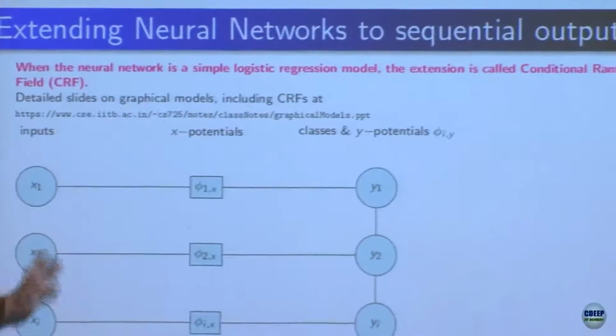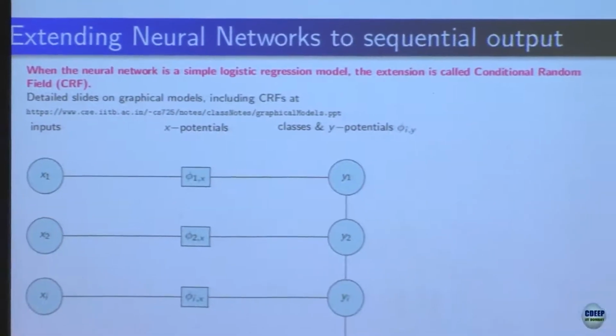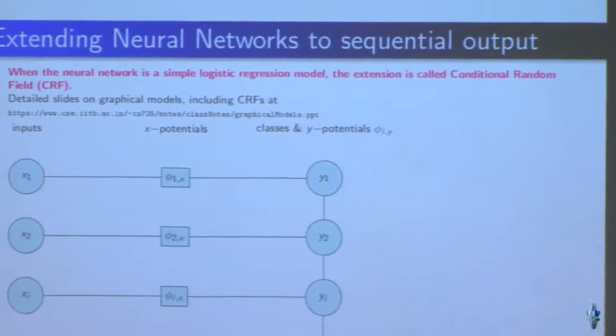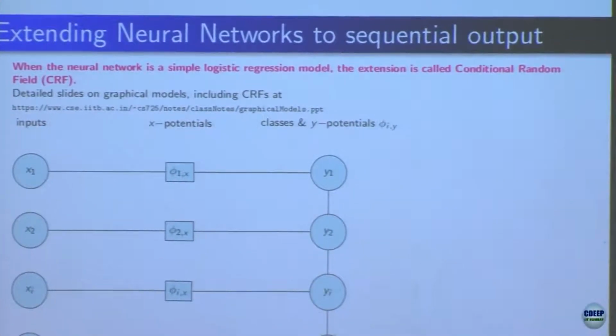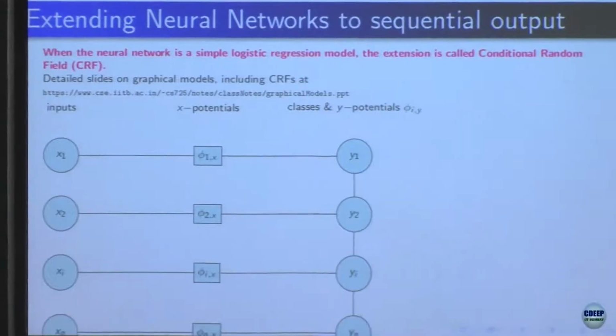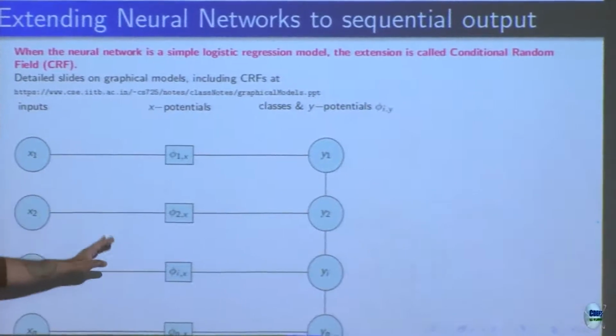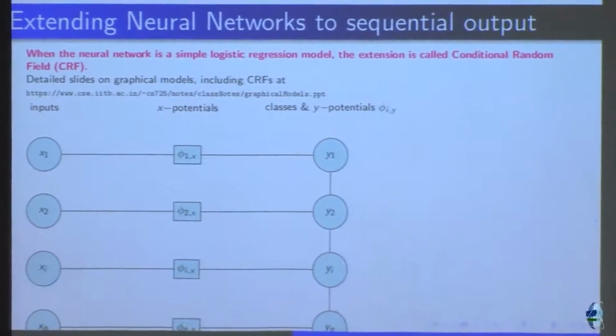Now I want to give you a little hint, like logistic regression. You've studied logistic regression. One of the simplest extensions to logistic regression that gave you a mechanism to produce a sequence as output was a conditional random field. This is building on logistic regression. This is just one slide.